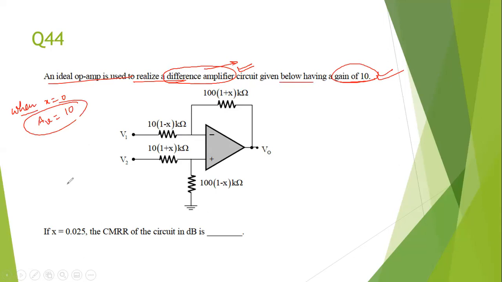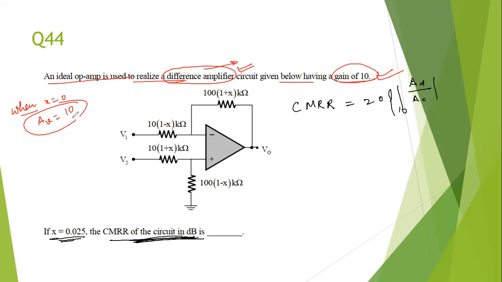If X equals 0.025, then what is the CMRR of the circuit in dB? This is the question. CMRR is 20 log 10 of AD upon AC, mod value. AD is called the differential mode gain, and AC is called the common mode gain. So first of all, find the differential mode gain and then the common mode gain.